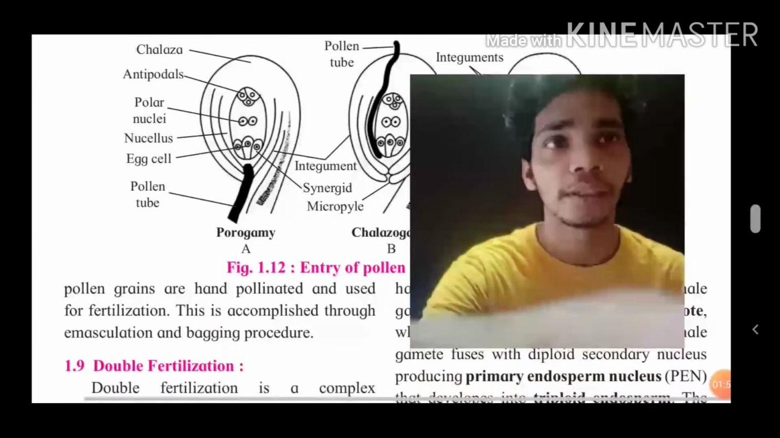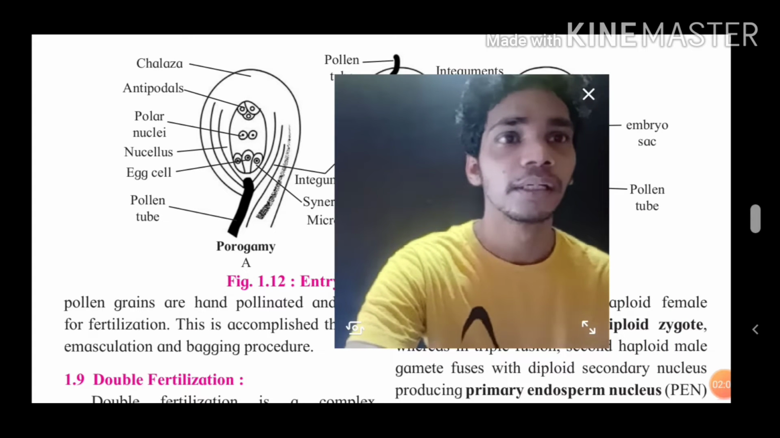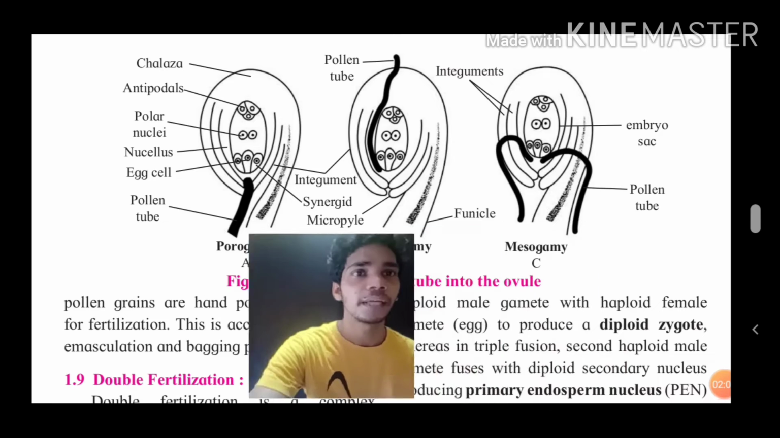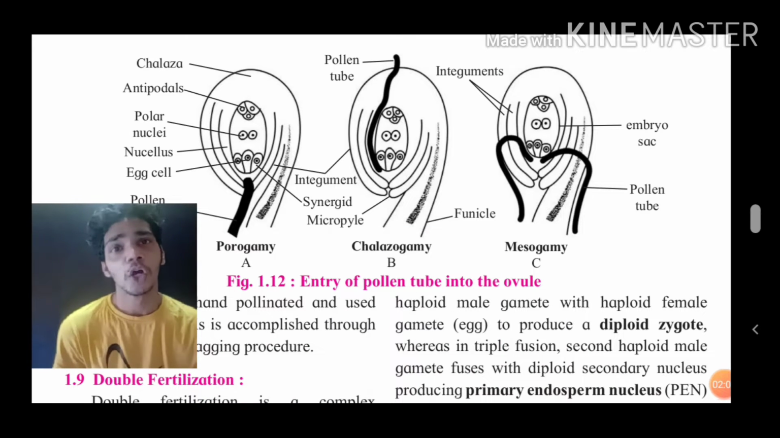We can repeat over here. These three parts are like here. What are the three parts? Porogamy, chalazogamy, and mesogamy. The majority path followed by the pollen tube is porogamy.